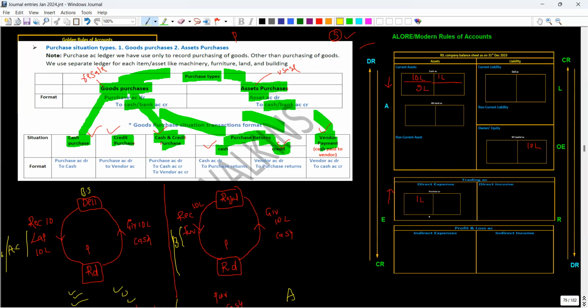In case it is what? Asset related. For example, furniture. The journal entry: furniture account debit 2 lakhs and cash account credit 2 lakhs. Now the remaining cash is what? 7 lakhs. So in asset purchases, what is happening? In the company's balance sheet, under assets, non-current assets will increase. Means the company's furniture asset value increases, and the company's cash asset will decrease.